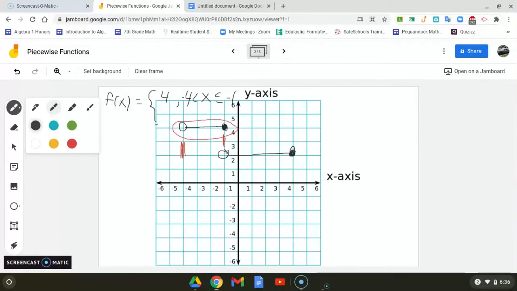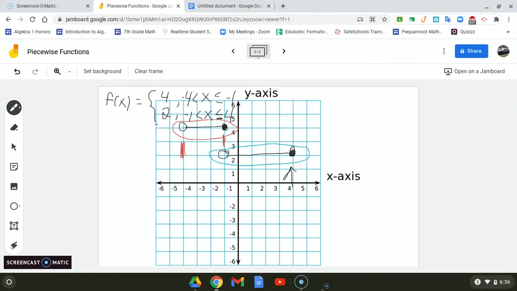So now we have to write the other part of the function. We'll make this one a blue one. And remember, piecewise is just pieces. In this case, our f of x is going to equal 2, right? Our y is equal to 2. So we know our f of x will equal 2. But when is it going to equal 2? Well, again, we know x is going to be between -1 and this value over here, which is +4. And it can't be -1, so it's got to be less than, not less than or equal to. But it can be +4, so it's going to be a less than or equal to there.